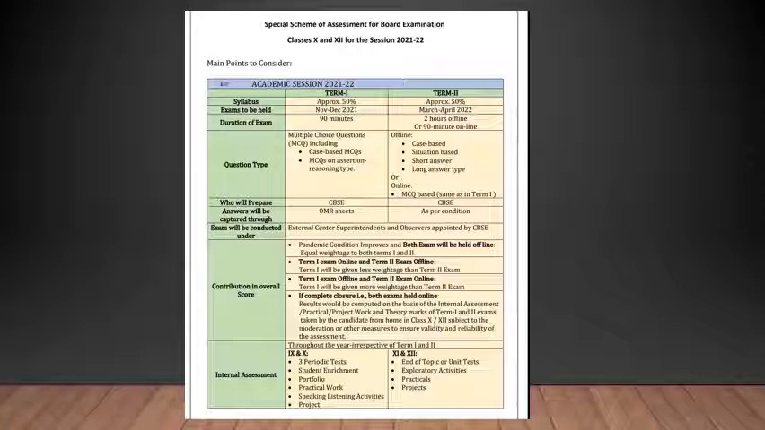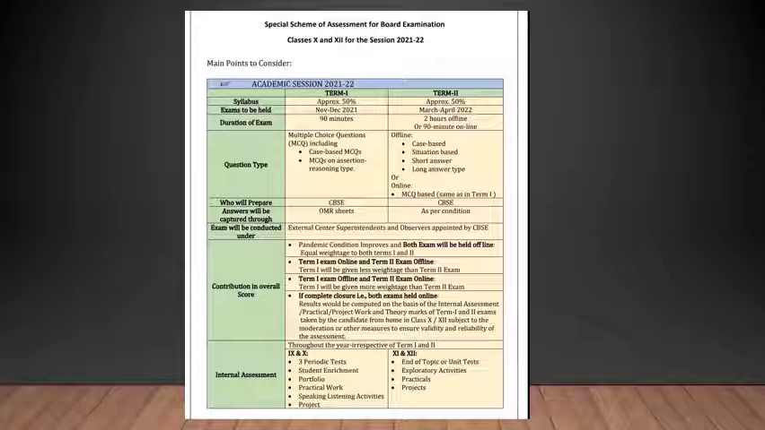If the pandemic condition improves, both exams will be held offline, with equal weightage to both terms 1 and 2. So equal weightage. The syllabus is 50%, and the weightage is also equally distributed. If the term 1 exam is online and the term 2 exam is offline, term 1 will be given less weightage than the term 2 exam. If the term 1 exam is offline and the term 2 exam is online, term 1 will be given more weightage than the term 2 examination. So you should be ready for all these.